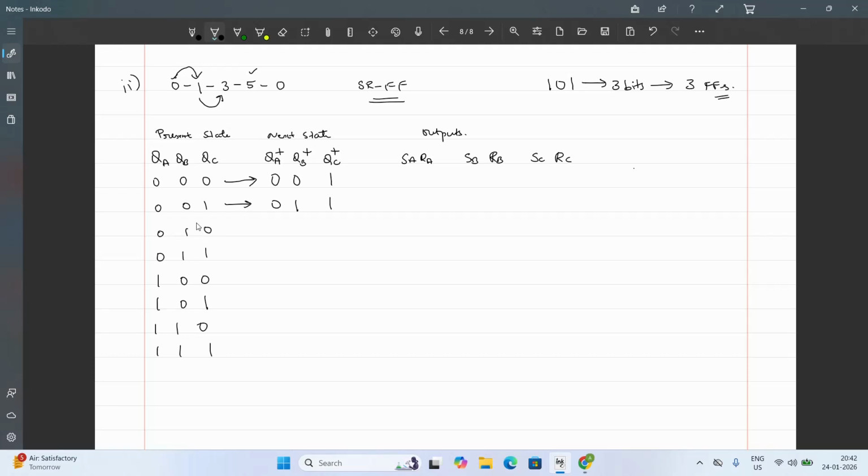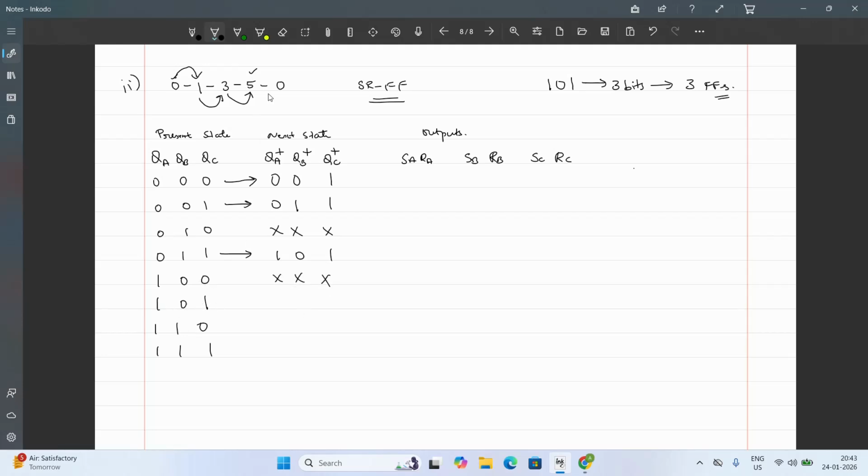Do you have 2 in the question? There is no 2 in the question. So if that number is not there, put X in the next state. Do you have a 3 in the question? Yes. After 3, where should you go to? 5. So after 3, it is 5, which is 1, 0, 1. Is there a 4 in the question? No. So X.